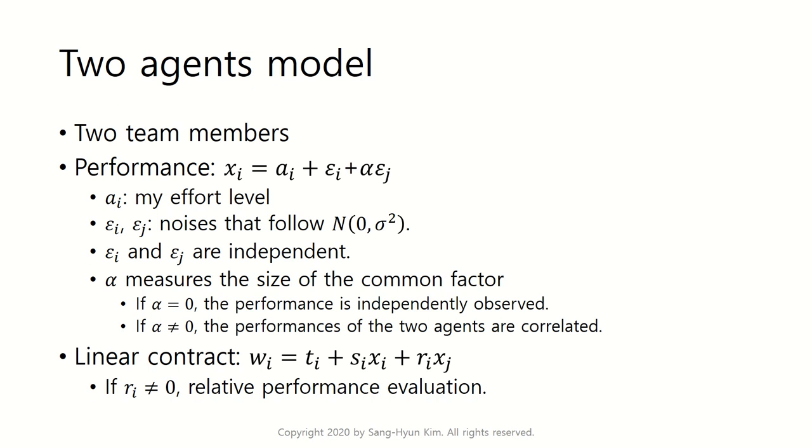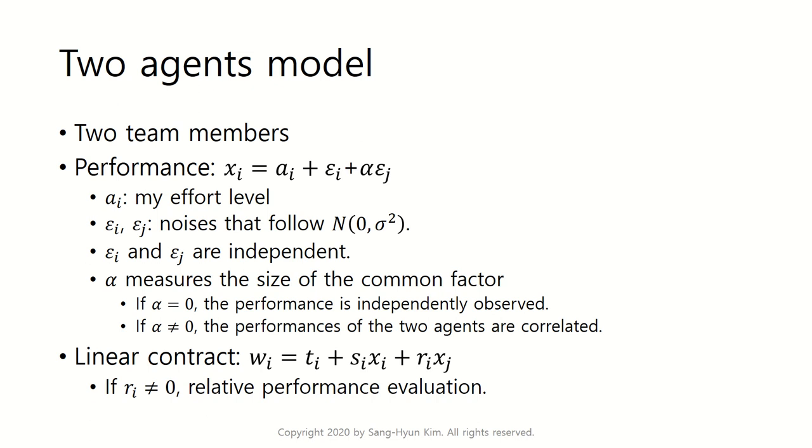If Ri is 0, that means the contracts are independent of each other. We have two workers, so two contracts, but if Ri is 0, these two contracts are independent. So it is the same as the contract that we considered in the previous discussion on the basic principal-agent model.